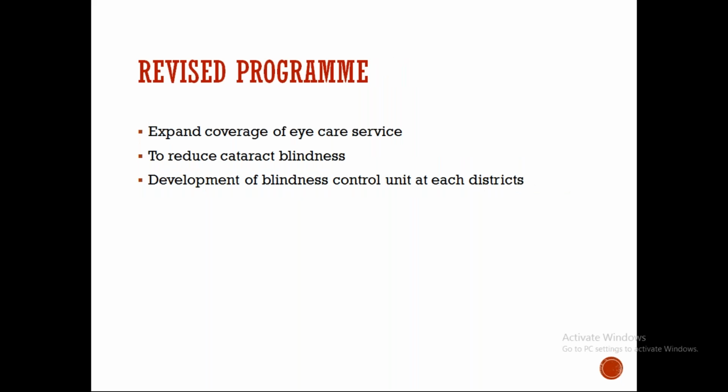The program has been revised, and a few more additional objectives have been added. Those include expanding the coverage of eye care services, reducing cataract blindness, and development of blindness control units at each district level. Means they want to penetrate to the lowest level of the population or the lowest level of the community.